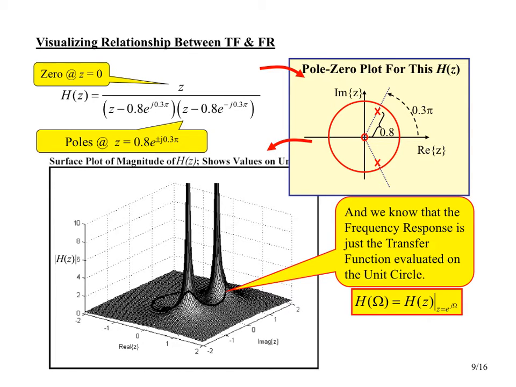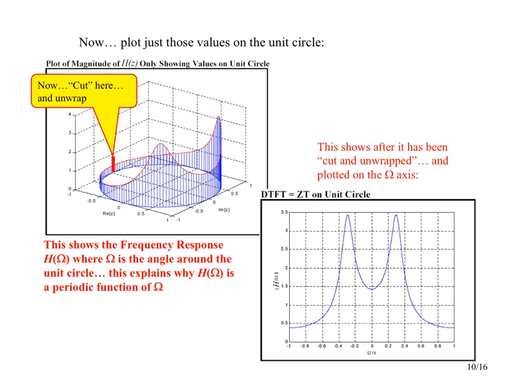So if we evaluate on the unit circle to get the frequency response, that would be this dark curve that I'm showing here. Those are the values of the magnitude of the transfer function evaluated on the unit circle. So that curve tells us what the frequency response is going to look like. But wait, we're used to seeing the frequency response splayed out on a linear axis, not circled around on itself on this plane. So to see that, go to the next slide.